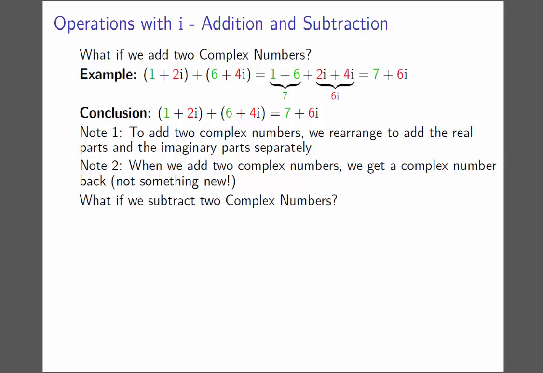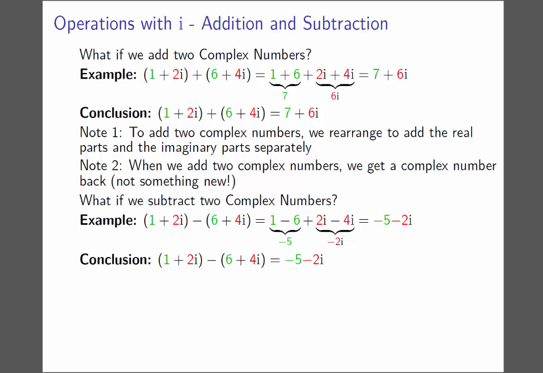And what if we subtract two complex numbers? What if we have 1 plus 2i minus 6 plus 4i? Well, here we can distribute the negative sign and rearrange. So we have 1 minus 6 plus 2i minus 4i. 1 minus 6 is negative 5, while 2i minus 4i is negative 2i. So we have negative 5 minus 2i.